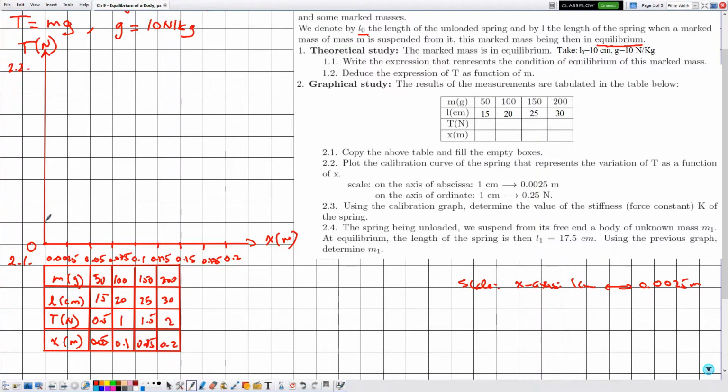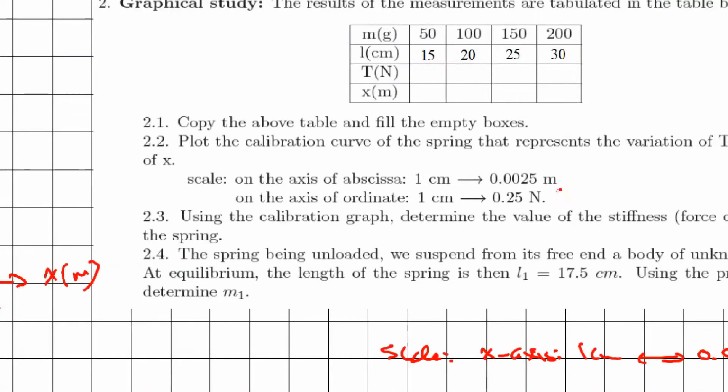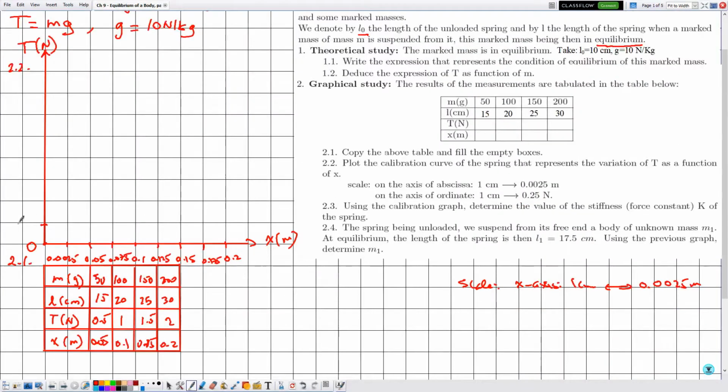Now as for the y-axis, upon going each centimeter upward, we need to increase the value by 0.25. So 0.5, 0.75. So this is 1, this is 1.25, this is 1.5, this is 1.75. And this is 2. Now let's plot the points.